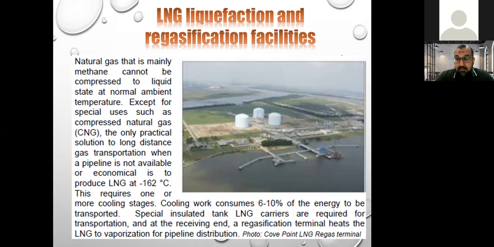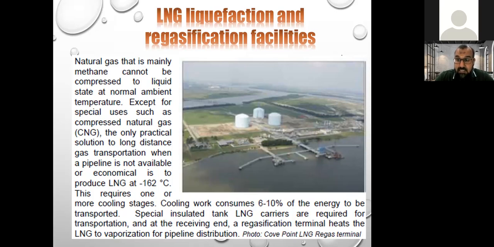But it is a gas at the end. So it cannot be compressed to liquid. This natural gas, mainly methane, cannot be compressed to liquid at normal ambient temperature, except for special uses such as compressed natural gas. The only practical solution for long-distance gas transportation, when a pipeline is not available, is to produce LNG at a very low temperature, minus 162 degrees Celsius. This requires more cooling stages. This cooling actually consumes about 10% of the energy that is to be transported.